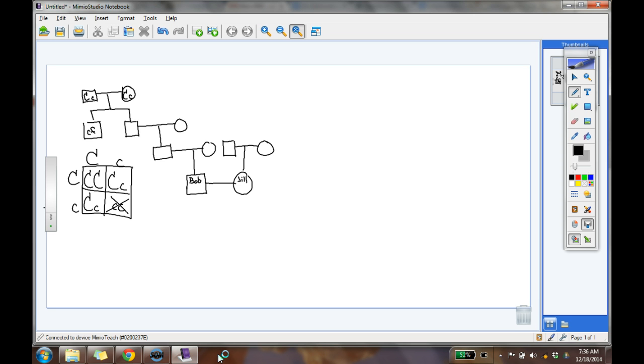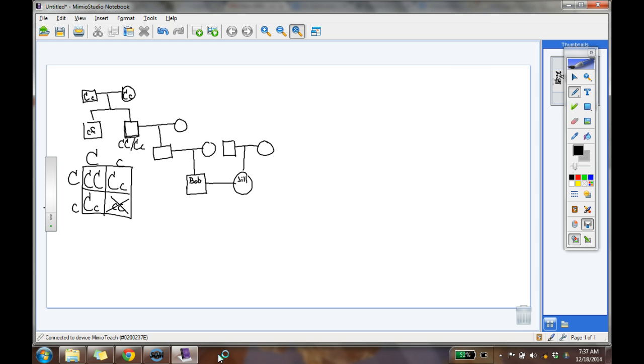But that's not his grandfather. His grandfather did not have cystic fibrosis, so that means he had to be either homozygous dominant or heterozygous. So his grandfather here had to be either one of those two. So we have to figure out what are the chances of that occurring.